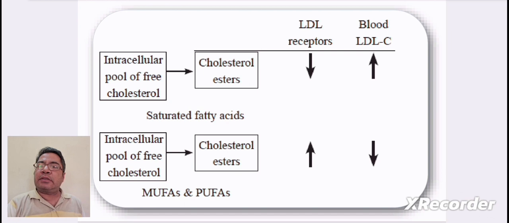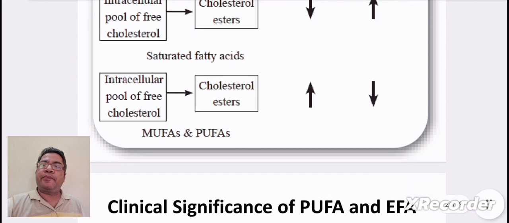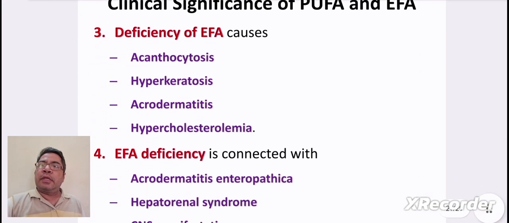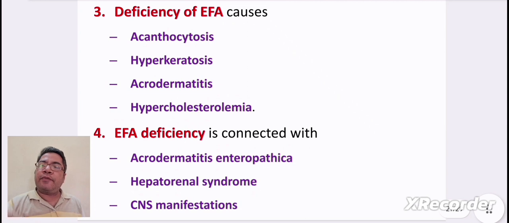In this diagram, we can see that saturated fatty acids, when given, cause decreased LDL receptors and increased cholesterol, whereas MUFAs and PUFAs increase the LDL receptors and decrease the cholesterol. The deficiency of EFA causes acanthocytosis, hyperkeratosis, acrodermatitis, and hypercholesterolemia. It is also connected with acrodermatitis enteropathica, hepatorenal syndrome, and CNS manifestations.